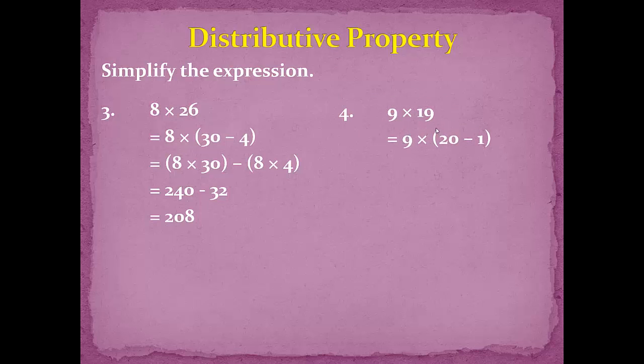Now I'll take 9 times 20, and I'll also take 9 times 1. So I have this equals the quantity 9 times 20 minus the quantity 9 times 1. 9 times 20 is 180, and 9 times 1 is 9. So I have 180 minus 9. And 180 minus 9 is equal to 171.